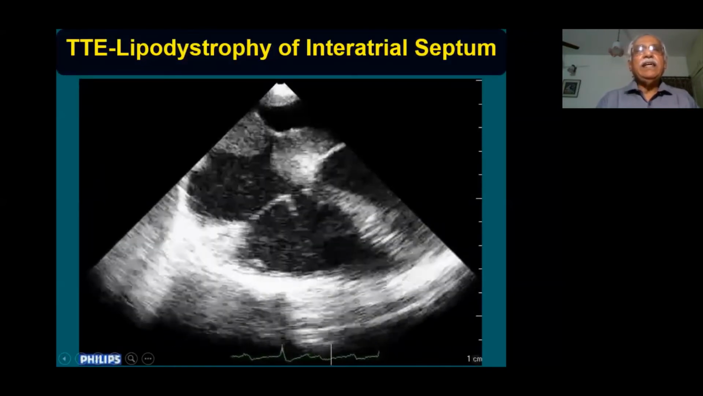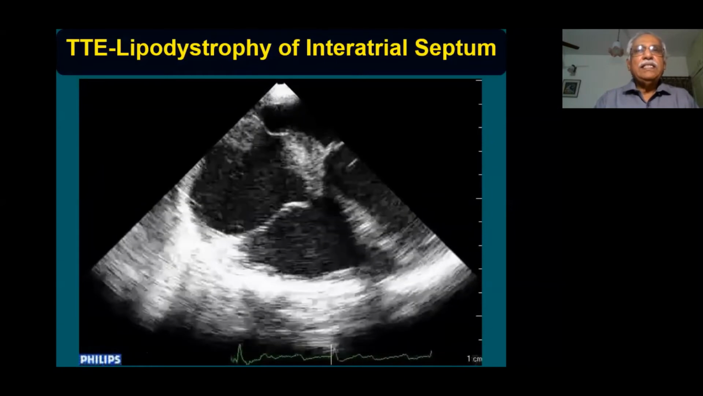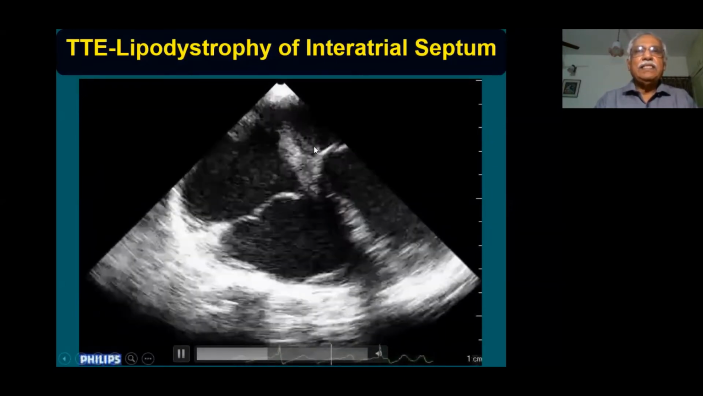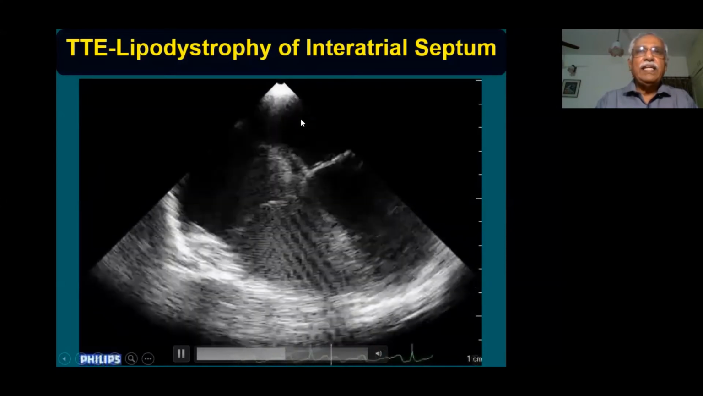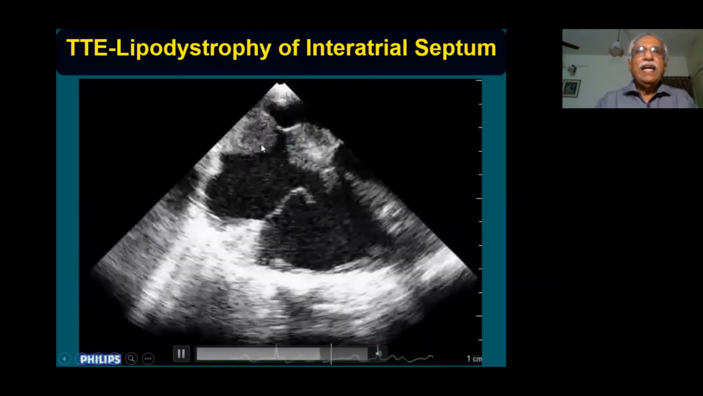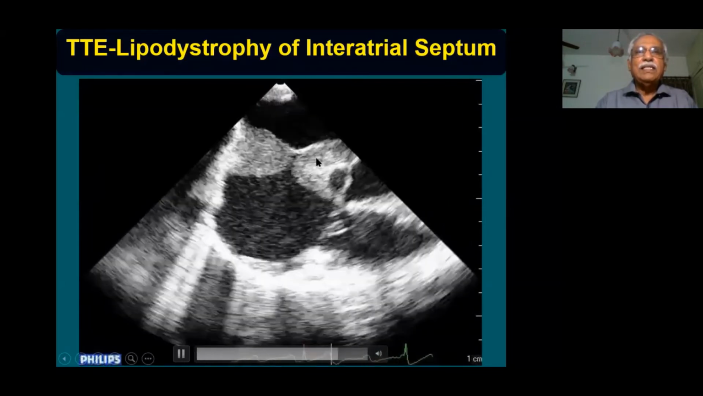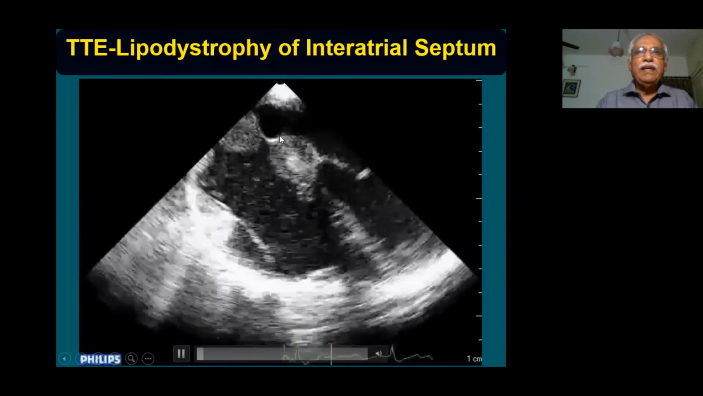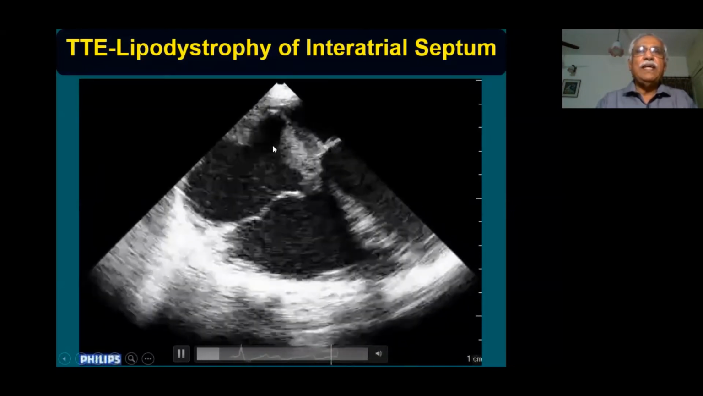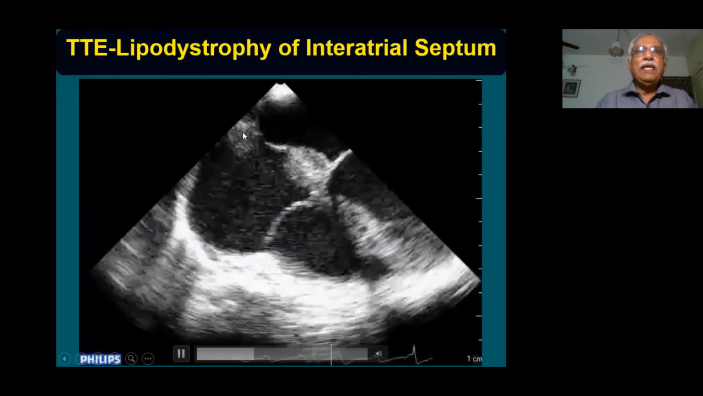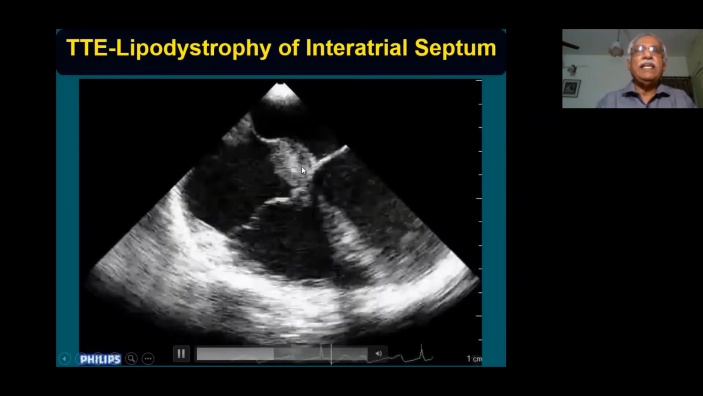That is regarding the myxomas. Now, there are dense echoes over the interatrial septum. This is a transesophageal echo, showing the left atrium and right atrium. This is the interatrial septum which we are seeing, and you can see a dumbbell-like mass. There is one mass here, another mass here, with an echo-free area in between. At the level of the fossa ovalis, the mass cannot be identified. So this picture is typical of lipodystrophy of the interatrial septum.